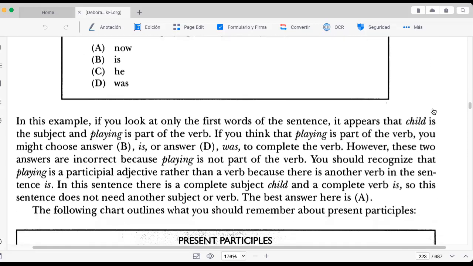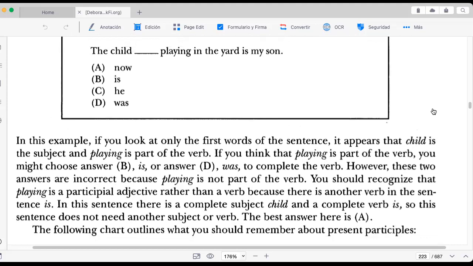If you want to read the first paragraph, I will appreciate it. Okay. In this example, if you look at the first words of the sentence, it appears that child is the subject and playing is part of the verb. If you think that playing is a part of the verb, you might choose answer B, is, or answer D, was, to complete the verb. However, these two answers are incorrect because playing is not part of the verb.